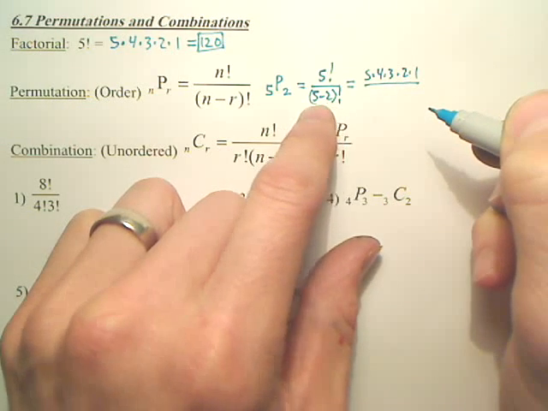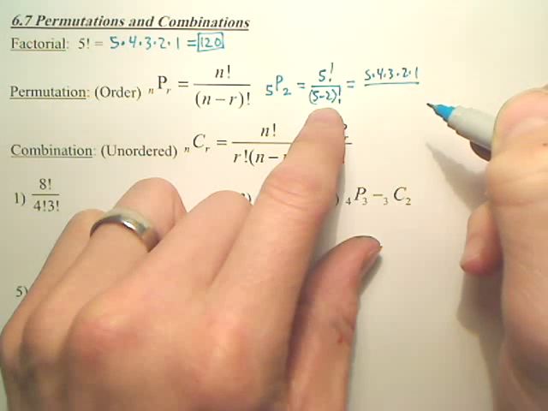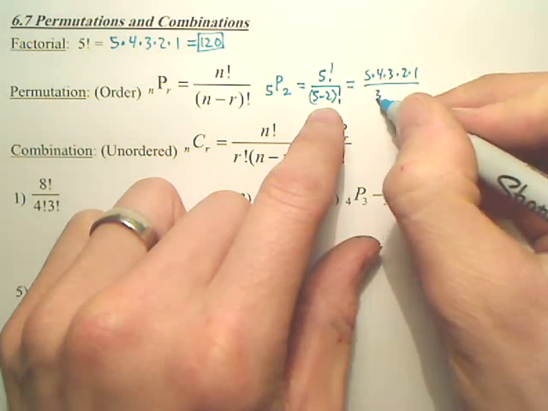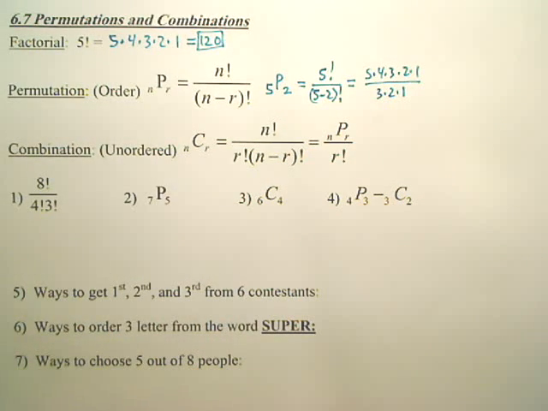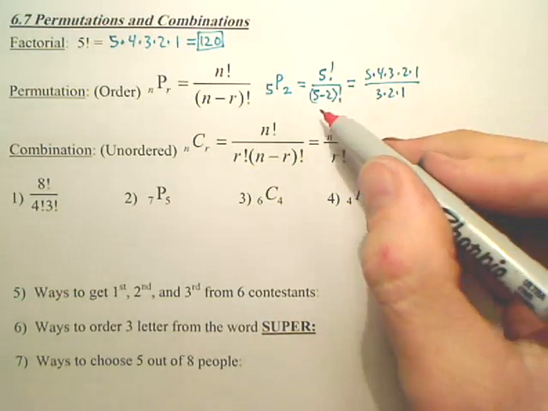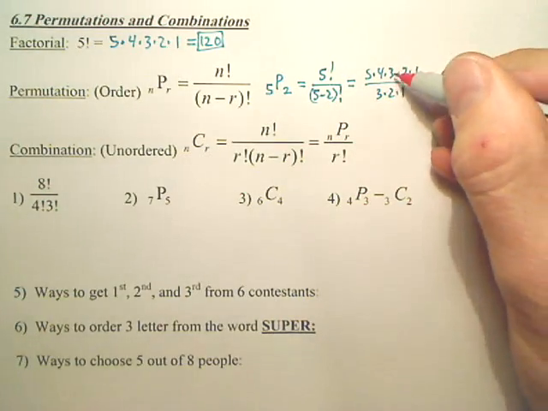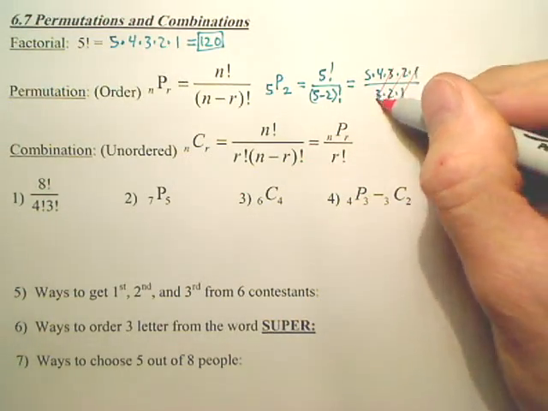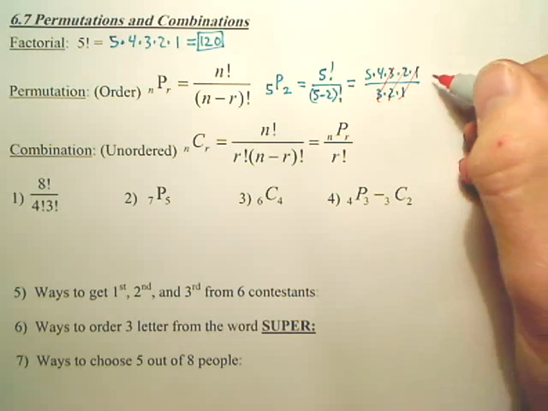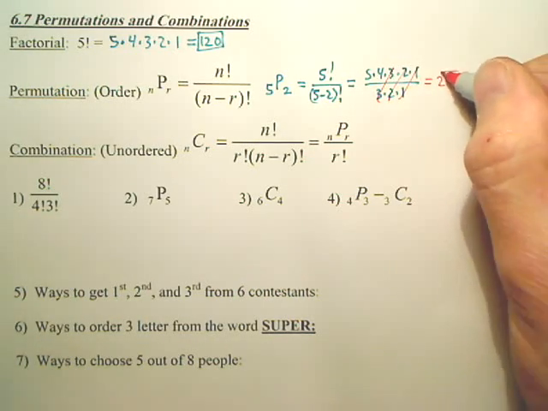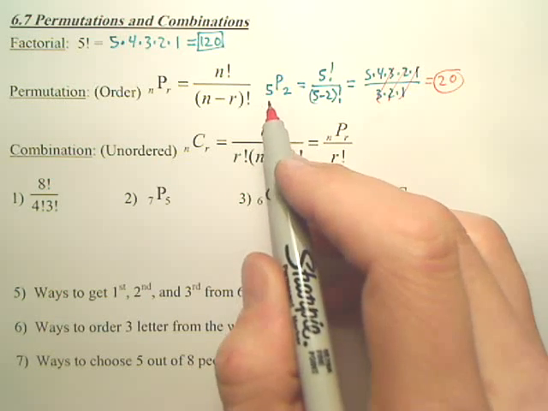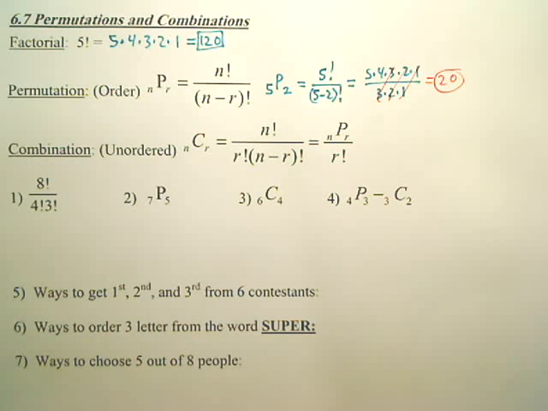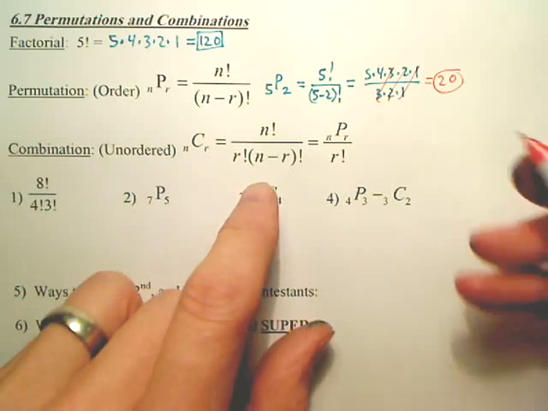And what's 5 minus 2? Isn't that 3 factorial? So wouldn't that be 3 times 2 times 1? Are we okay so far? 5 minus 2 is 3, so 3 factorial. Do you see some cancellations? What's your answer? 20. And I'll show you in a little bit what this means in words. But for now, there's a formula you kind of got to follow.